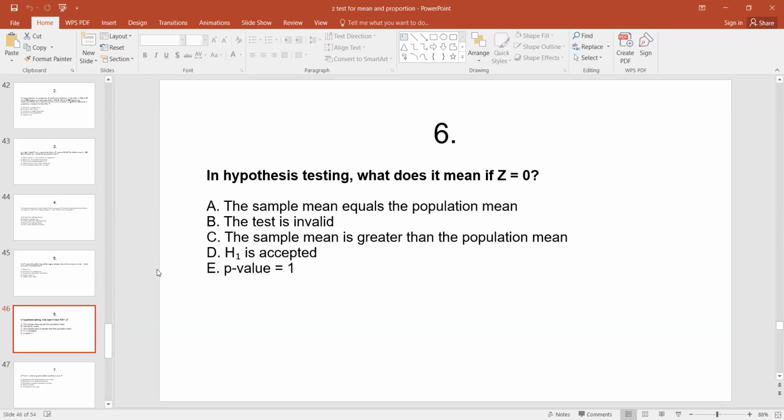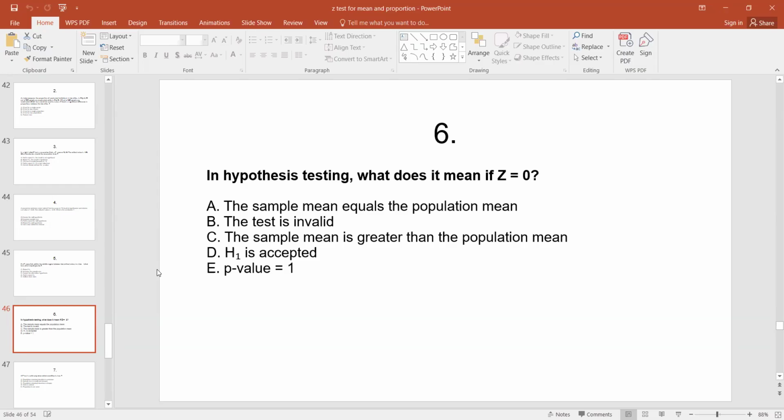MCQ number 6. In hypothesis testing, what does it mean if Z is 0? A. The sample mean equals the population mean. B. The test is invalid. C. The sample mean is greater than the population mean. D. H1 is accepted. E. P value is equal to 1.